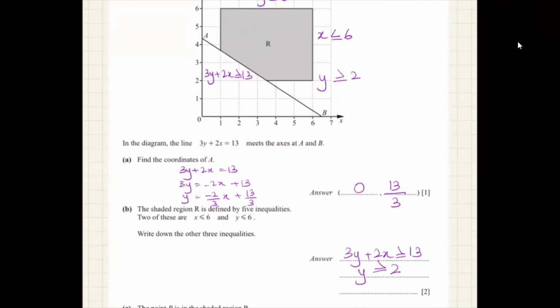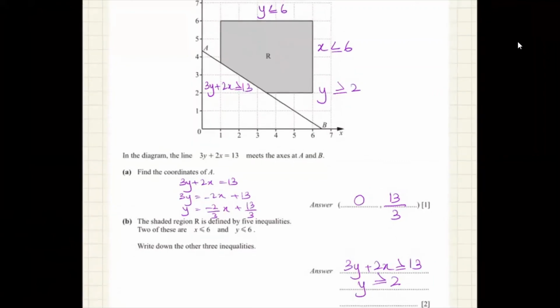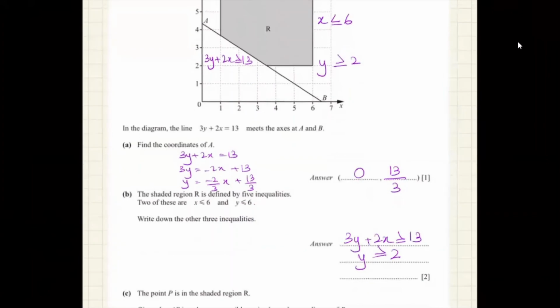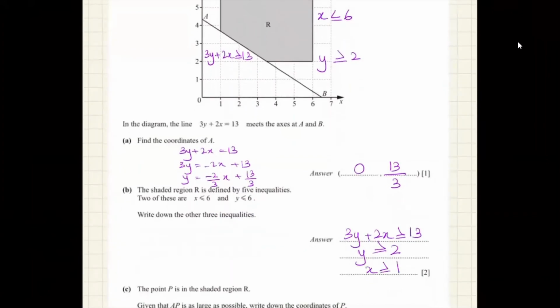The third one, the last one, is over here, which is the vertical line of x equals 1. So if x is equal to 1, let's see which part they have shaded. They have shaded this part towards the right hand side. So it would be x is greater than or equal to 1. So this was the last inequality that we answered.